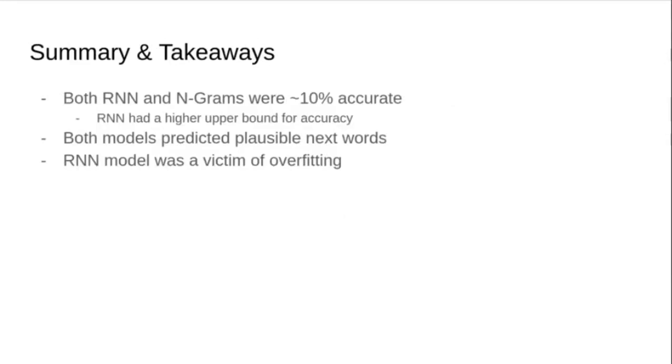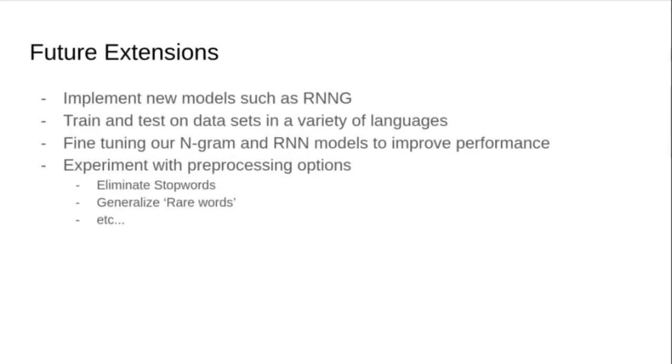To briefly summarize, both RNN and NGRAM models were approximately 10% accurate on the testing data. Our RNN model had a higher upper bound for the data we used when we tuned the hyperparameters. Both models gave us plausible next words, even though they were technically incorrect predictions. The RNN models that we trained were victims of overfitting, and with more computing power, we would be able to train on larger datasets, which means we could theoretically get a better generalization.